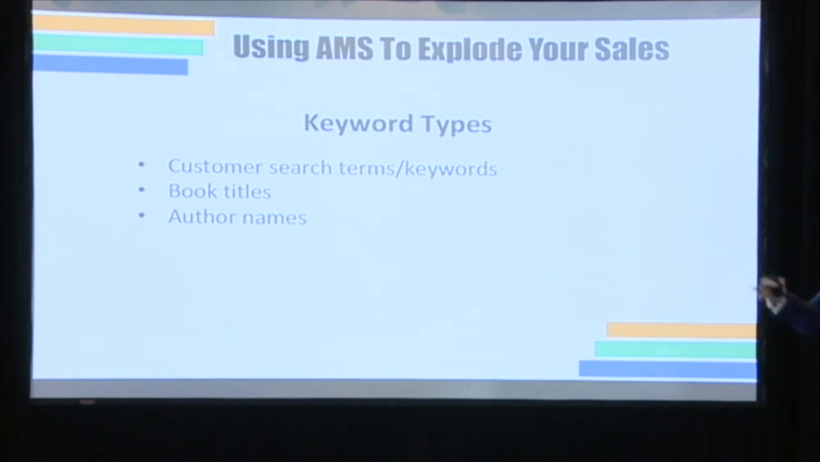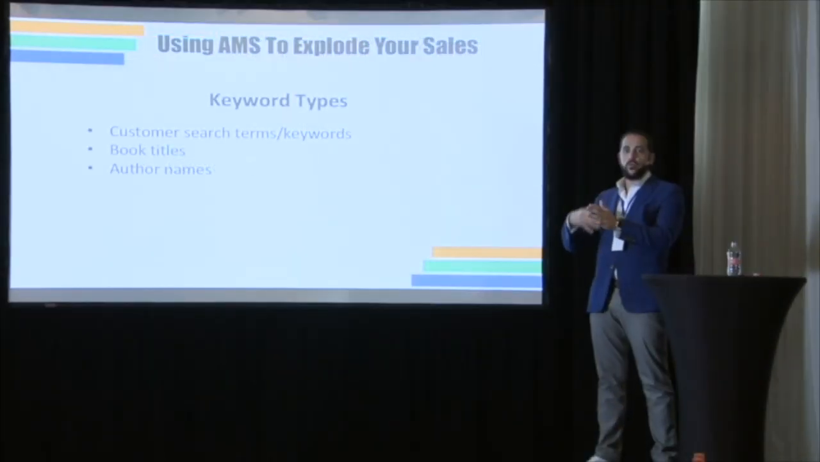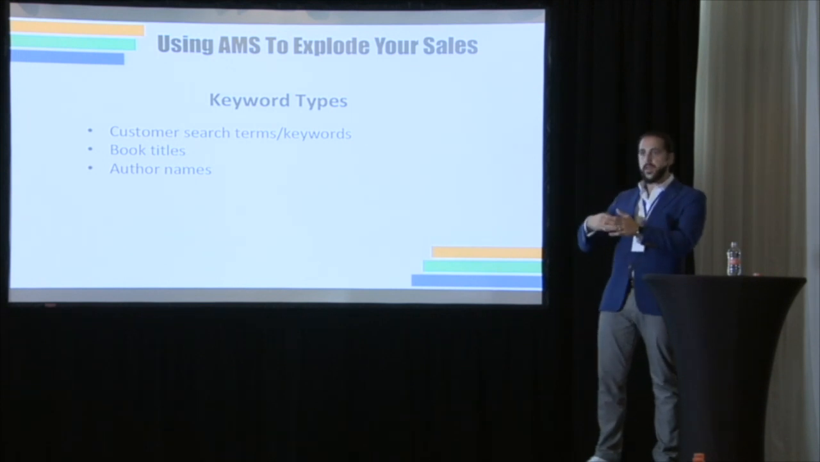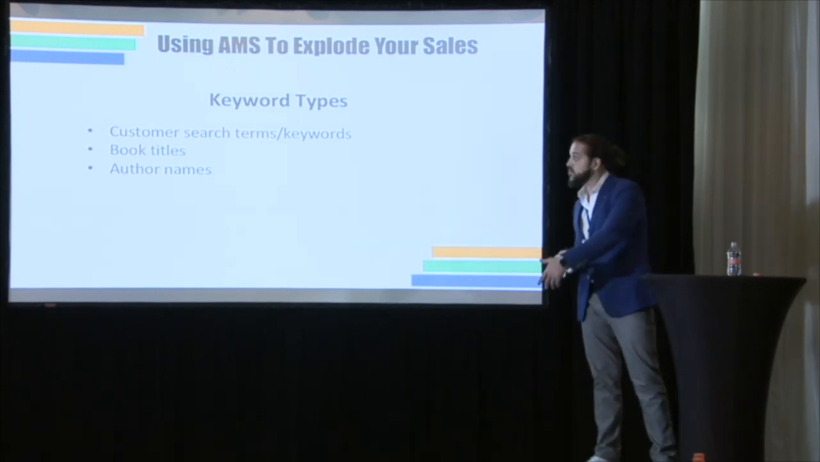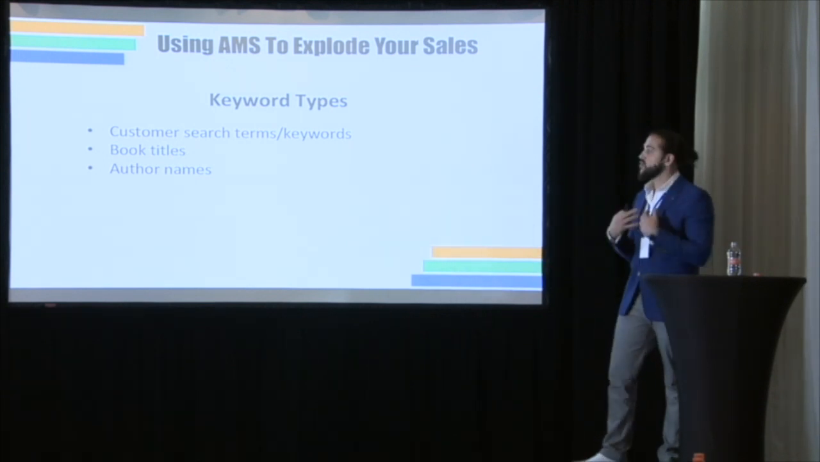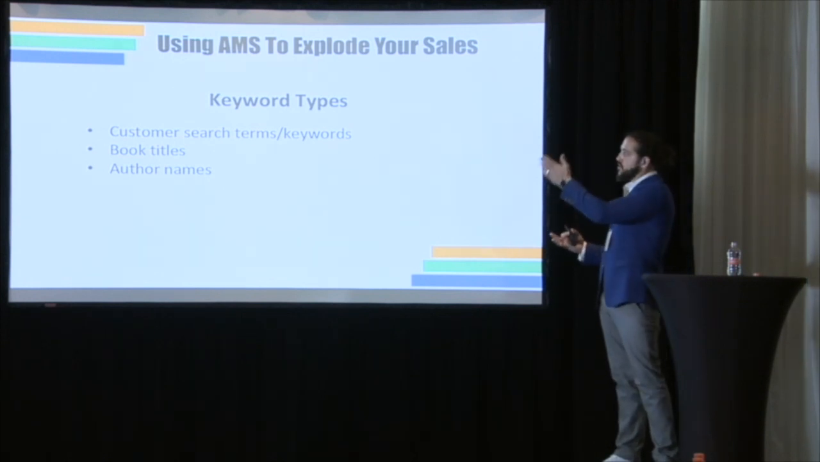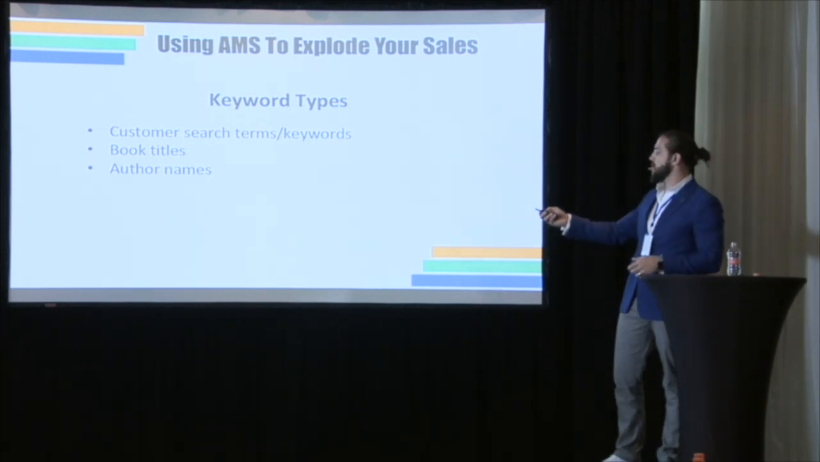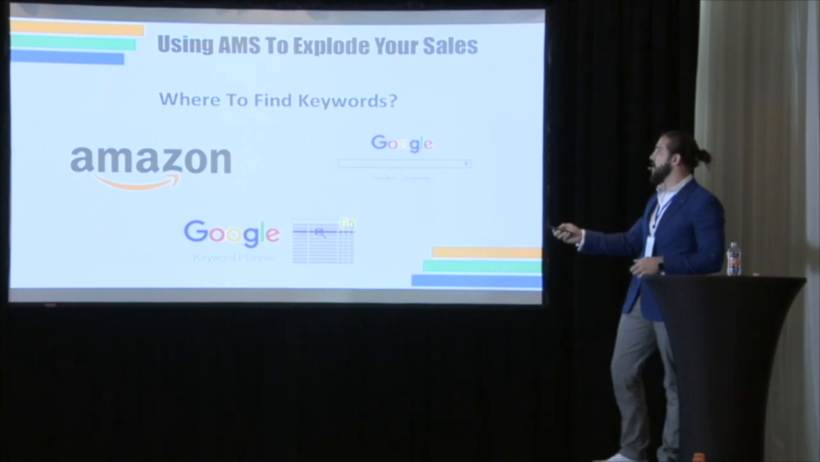And the last one is author names, similar to book titles. People are searching for that. When someone goes and looks for a specific author, they can catch your book, and maybe that might drive more interest. That could lead to a sale. So we don't know, so we test. So these are the 3 keyword types that I recommend you have on all your ads.